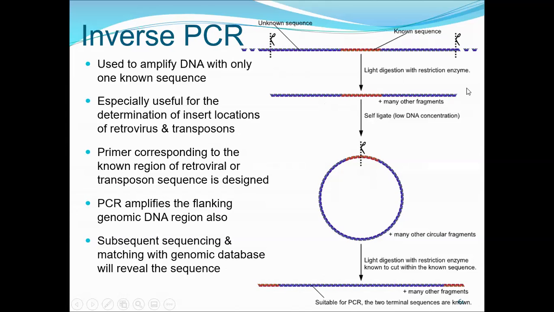What you will do is allow it to self-ligate. So once it self-ligates, it takes a loop form. Now, since you already know the sequence, you use a restriction enzyme to cut it open. So now you can see the known sequence towards the end. And since you already know the ends, you can design the primers and amplify this particular region and get it sequenced. So easy, right?